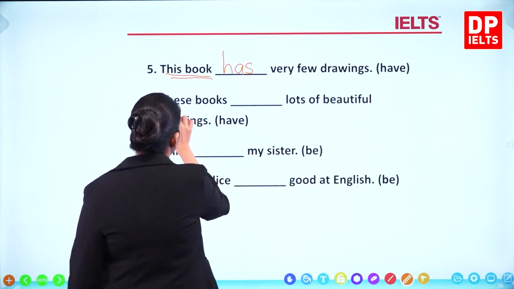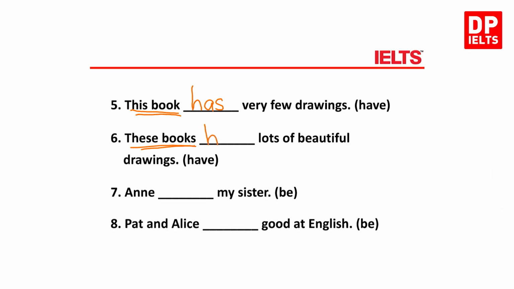These books have lots of beautiful drawings. இதுல பாத்தீங்கன்னா these books plural subject, அதனால நாங்க யூஸ் பண்ண வேண்டியது plural verb. These books have lots of beautiful drawings.